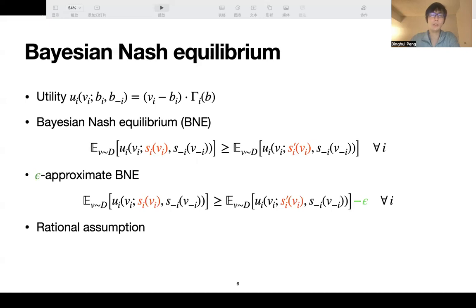Finally, we usually make two rationality assumptions in the literature. First, we would assume no one would overbid. That is, no one wants to bid higher than his value. This is very natural because if one bids higher than her value, and if he gets the atom, then he will pay more than his valuation, so he will receive negative utility. The other assumption is essentially without loss of generality, and we assume the strategy is monotone. That's to say, the higher the private value, the higher the bid.